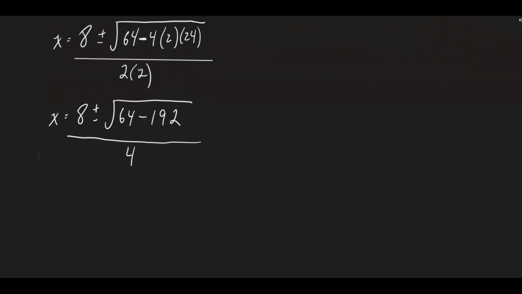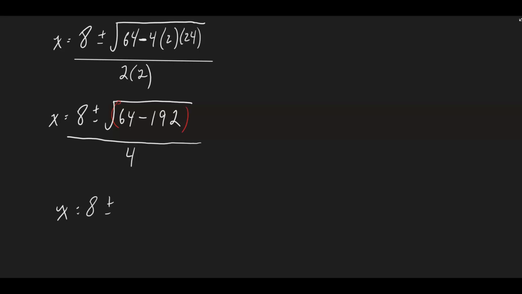Now, continuing, the same thing we have to do inside the radical sign next, right? Order of operations. So x equals 8 plus or minus the square root of 64 minus 192, which is negative 128. And that goes over 4. Now, if you try to put that in your calculator and do a square root, that isn't going to work, right? We don't have any values within the real number system that when they are multiplied by each other, we get a negative. So these are not real numbers.